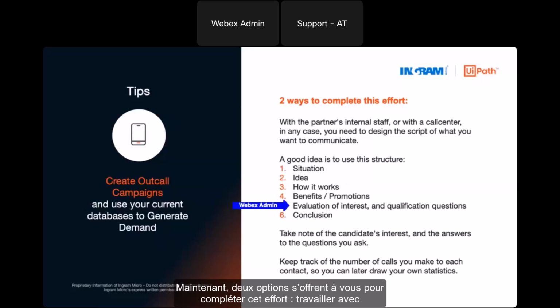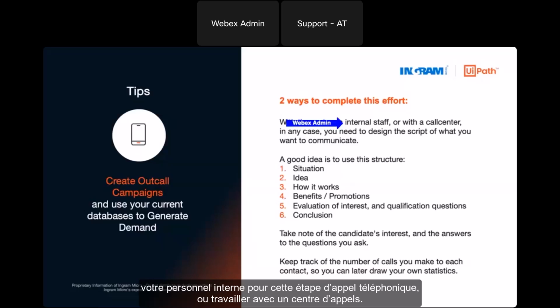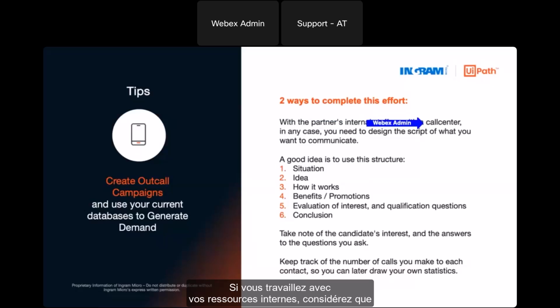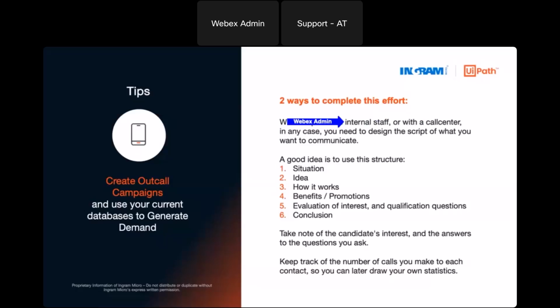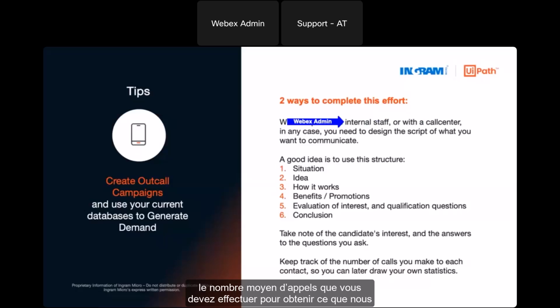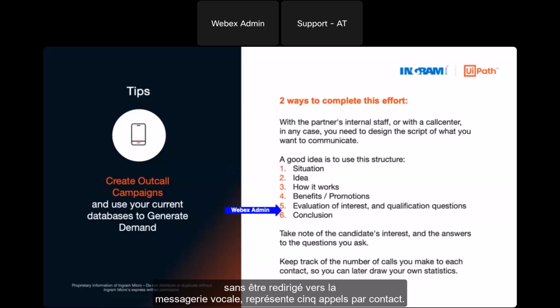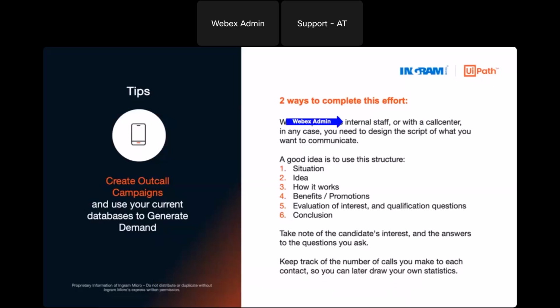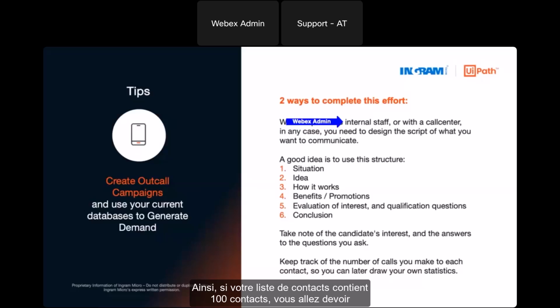Okay, now you have two options in order to complete this effort. You can work with your internal staff for that calling process, or you can work with a call center. Now, the thing is that if you're going to work with your internal resources, consider that the average number of calls that you need to do in order to achieve what we call a successful call, where we are able to deliver the message to the customer and we are not redirected to the voicemail, is 5 calls per contact. So if you have a contact list of 100 contacts, you're going to be doing at least 500 calls. And that's going to require a lot of time from your staff, right?